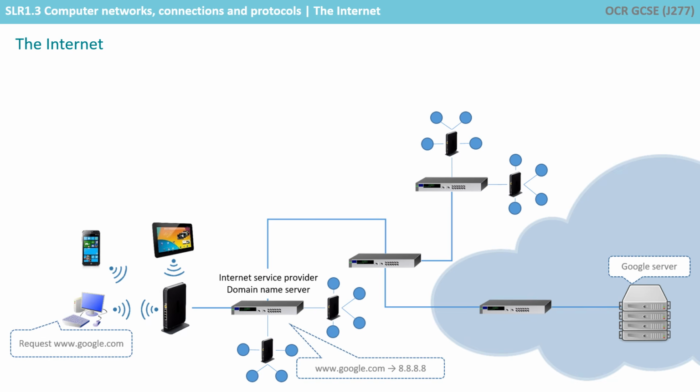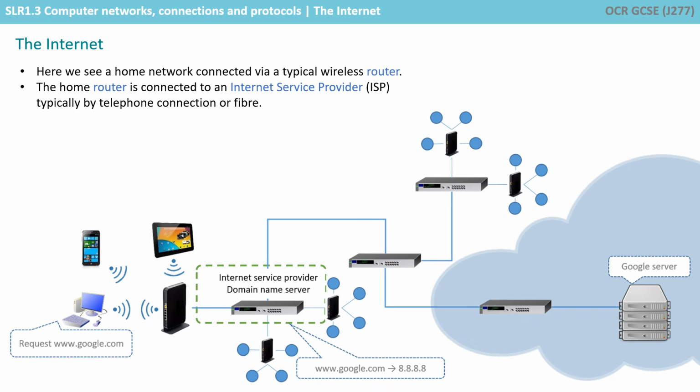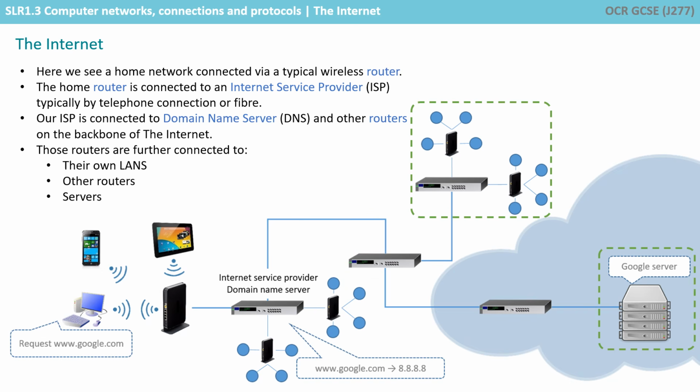This is a simplified diagram of what a very small part of the image may actually look like. Our home network has a number of devices connected to a wireless router. The home router is connected to an internet service provider router, either by telephone connection or fibre. Our internet service provider is connected to a domain name server and to other routers on the backbone of the internet. And those routers are further connected to their own LANs and other routers and servers.